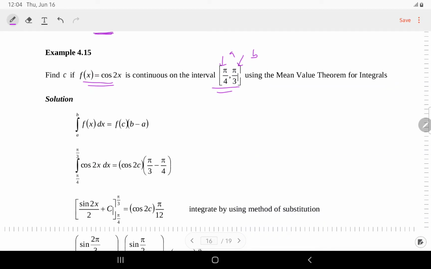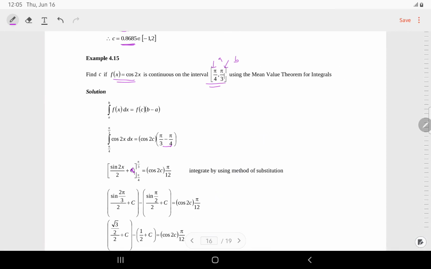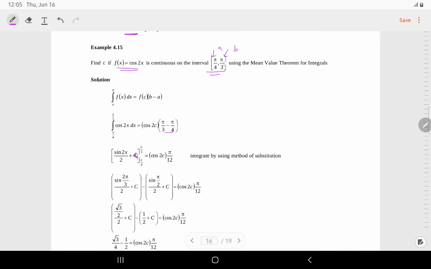So integrate cos 2x akan jadi sin 2x divide by 2. Okay, tak payah tambah C. Terus tulis dia punya limit. Okay, pi over 4 until pi over 3 cos 2c. Ini tolakkan jadi pi over 12 lah. Okay, and then for the left side kita masukkan dia punya limit dia. Okay, sin 2 pi over 3 divided by 2 minus sin pi over 2 divided by 2. Okay, and then yang ni masukkan dalam calculator akan jadi keluar jawapan dia root 3 divided by 2 minus half.